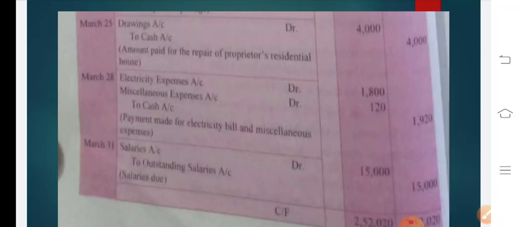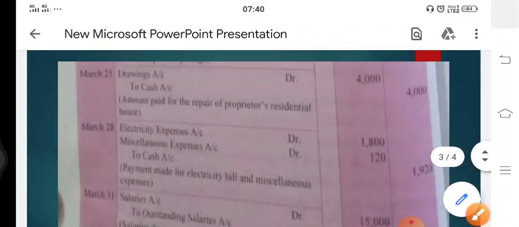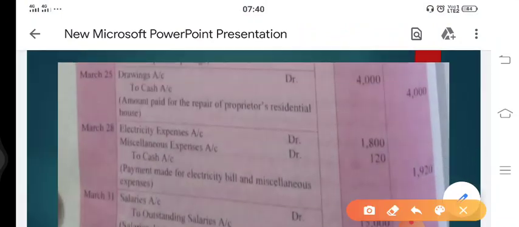Capital needs to be reduced. And how can we reduce capital? By debiting drawing, because it's a drawing. So drawing account is debited, and cash is going out from the business, and hence cash is credited. That is, drawing account debit to cash account, 4,000, 4,000.